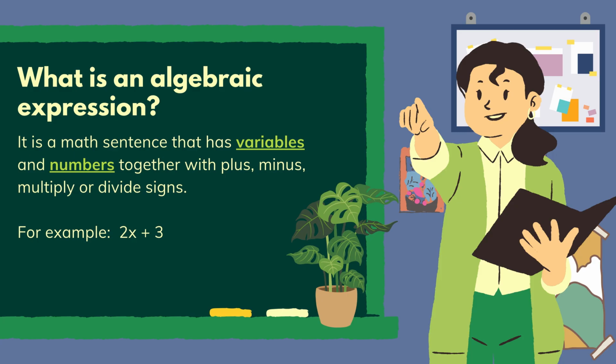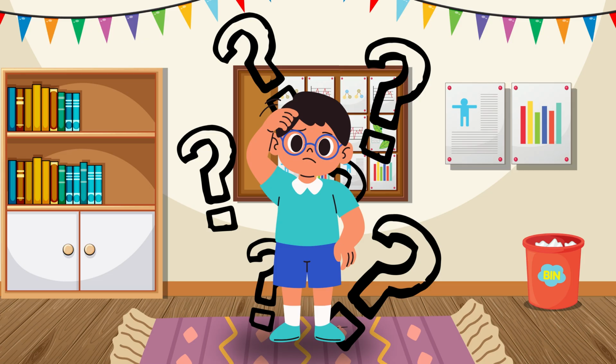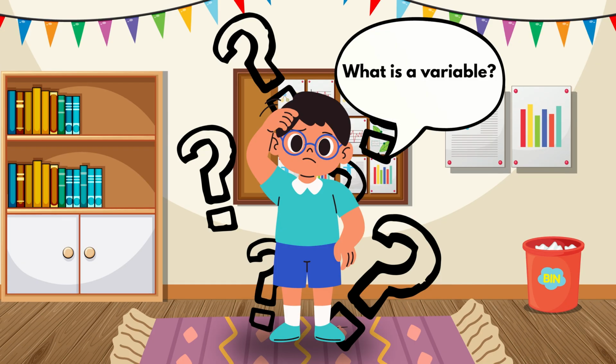An algebraic expression is a math sentence that has variables and numbers, together with plus, minus, multiply, or divide signs. For example, it can be presented as 2x + 3. Now, you might have noticed a strange word, variable. So what exactly is a variable?